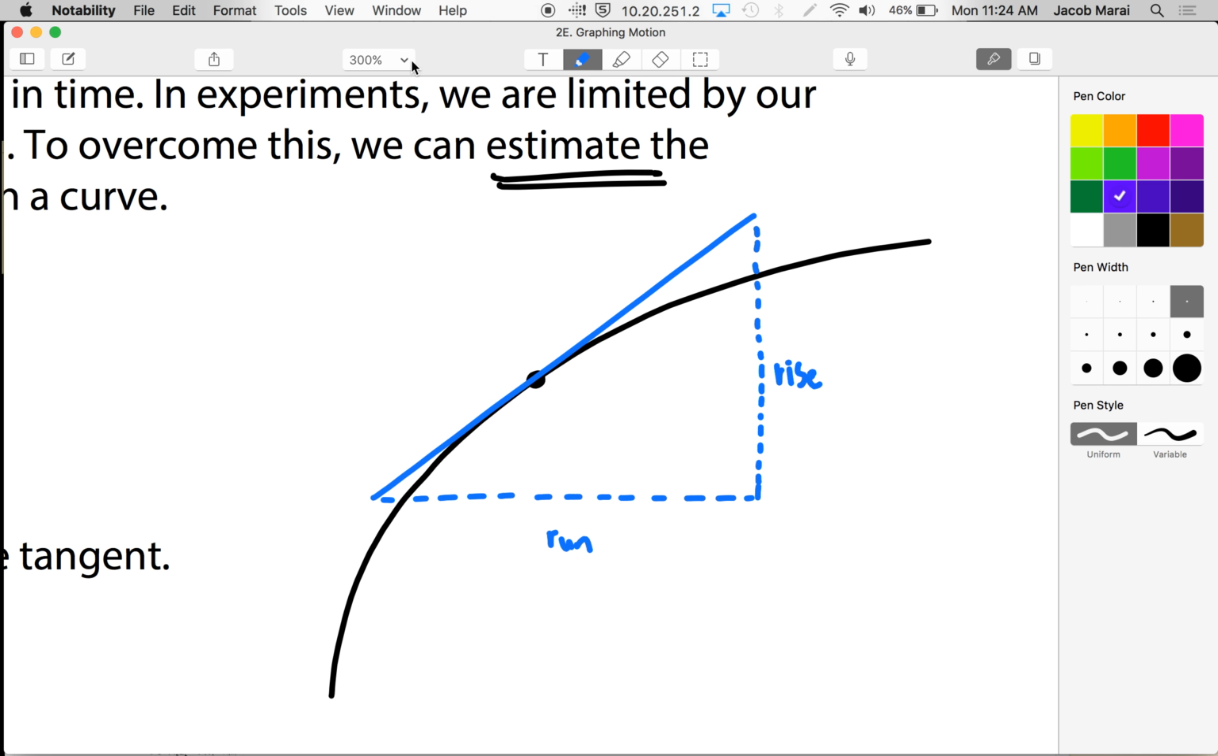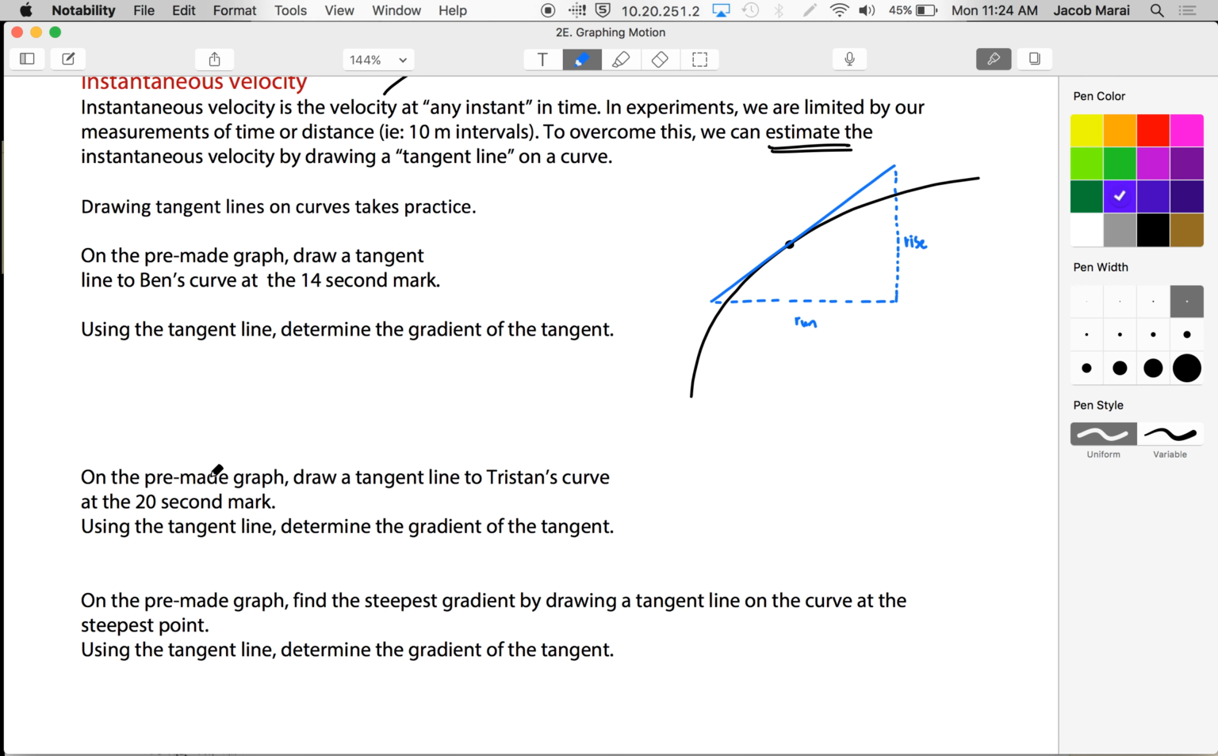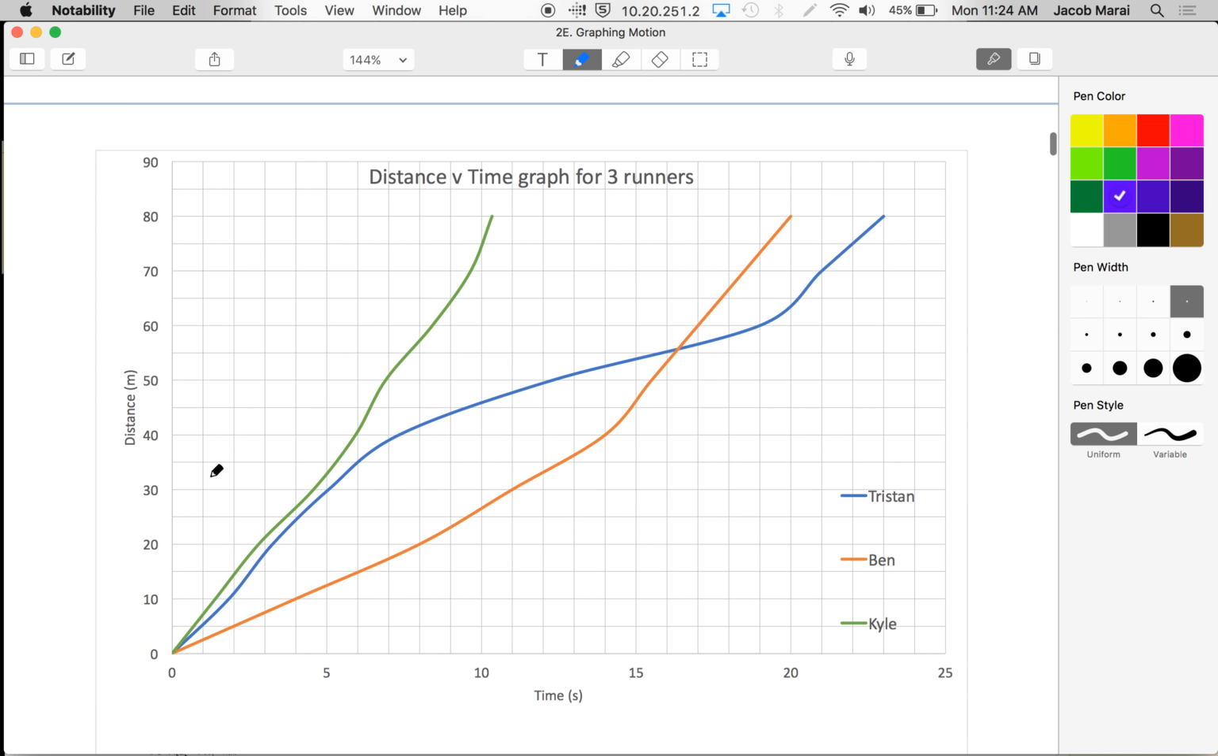Let's get back to this activity. We want to find the tangent line to Ben's curve at the 14-second mark. So let's go back and identify Ben's curve at 14.